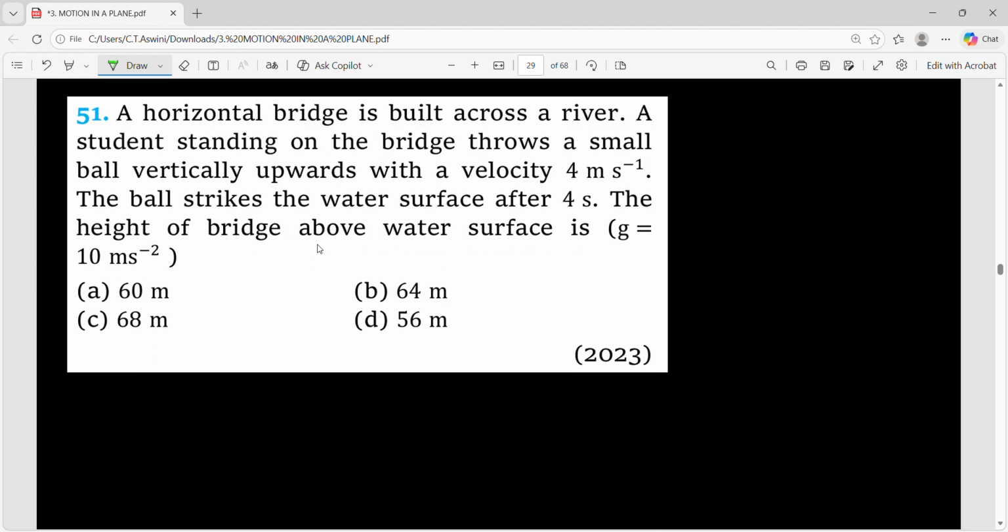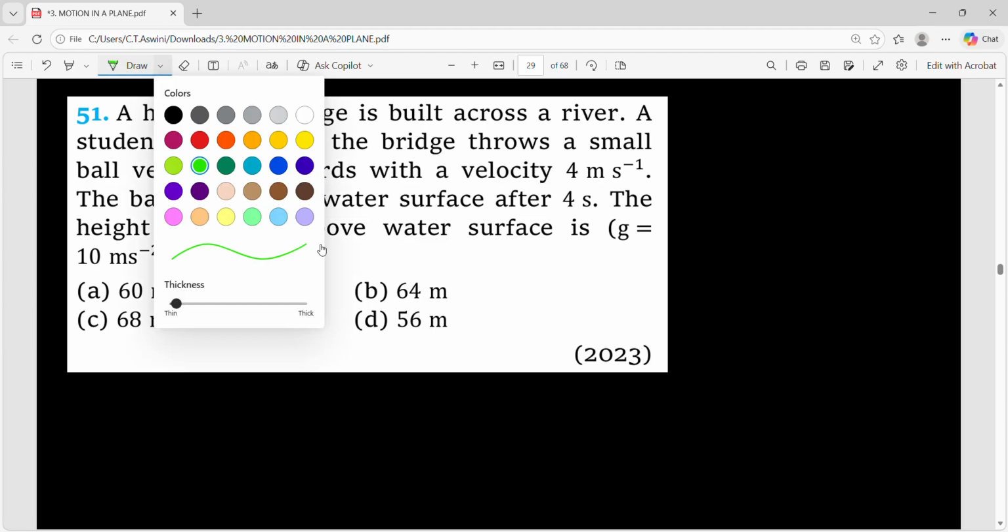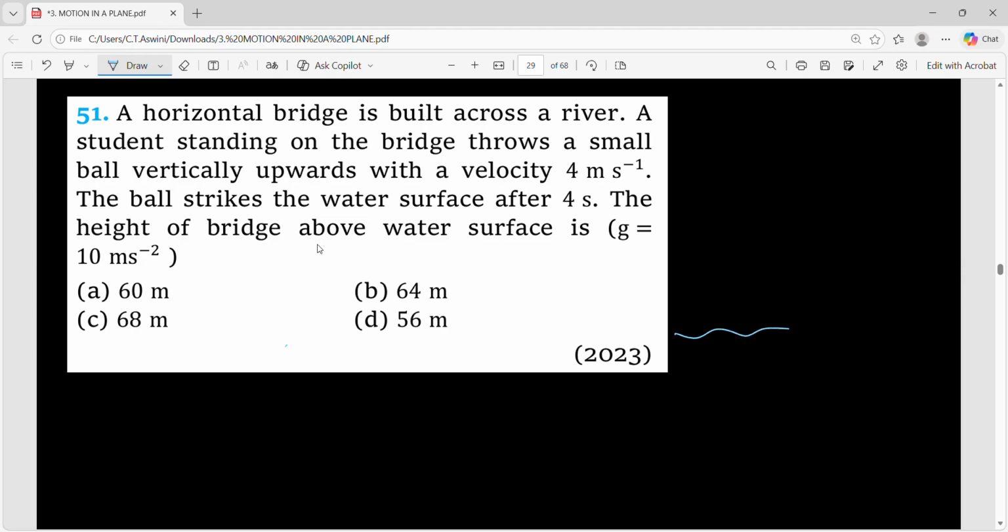Now, a horizontal bridge is built across a river. Let this be the river, and that was the surface. Some bridge is constructed. Let us imagine this is the bridge. Fine. A student standing on the bridge. Let this be the student. That means this is you only. Good student preparing for your NEET exam.